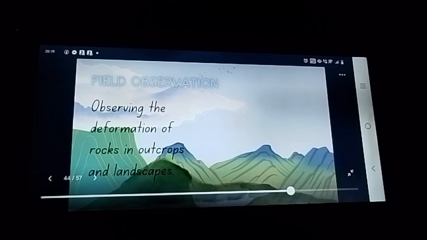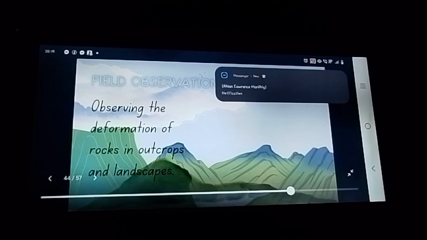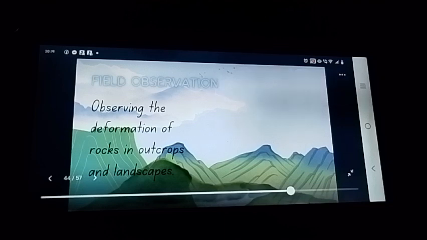So, field observation is a crucial part of structural geology. It provides first-hand evidence of rock deformation, allowing geologists to interpret the history of a region and understand the forces that have shaped it.